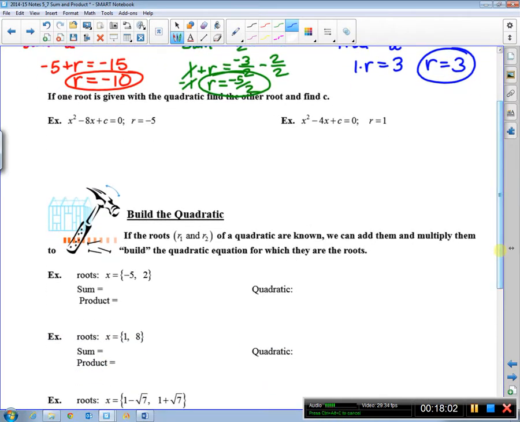Cool. What does the next part give me? If 1 root is given, find the quadratic. Nope, find C. Sorry. If 1 root is given with the quadratic, find the other root. Good, we know how to do that. And find C. Okay, so we know we're going to be looking for the other root. I don't really need that part. That's okay. 1 root is that, and we're looking for the other root. Good.